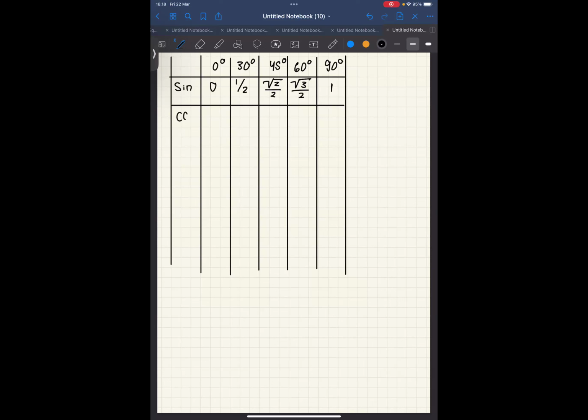As for the cosines, if you remember the sines, you're going to remember the cosines, okay? Cosine is basically sine, but flipped over. So cosine 0 degrees is 1. Cosine 30 degrees is the second one, we read it from here to there. So cosine 30 degrees is square root 3 over 2. Cosine 45 degrees is square root 2 over 2. Cosine 60 degrees is half. And cosine 90 degrees is 0.